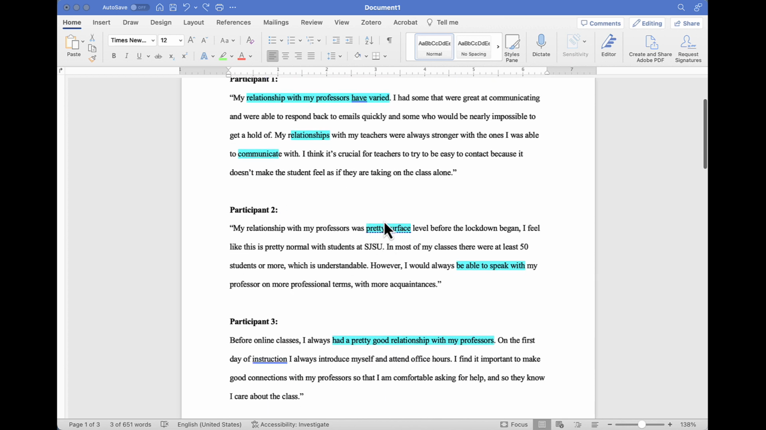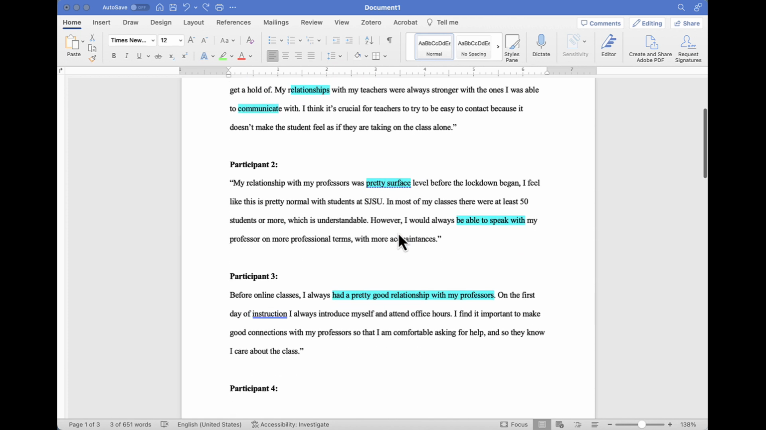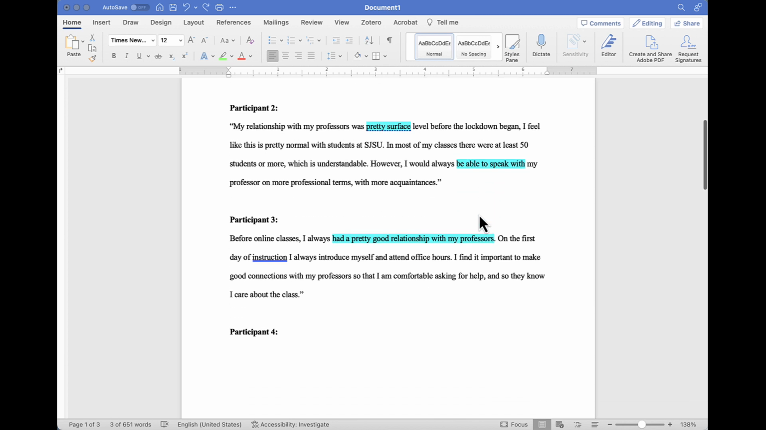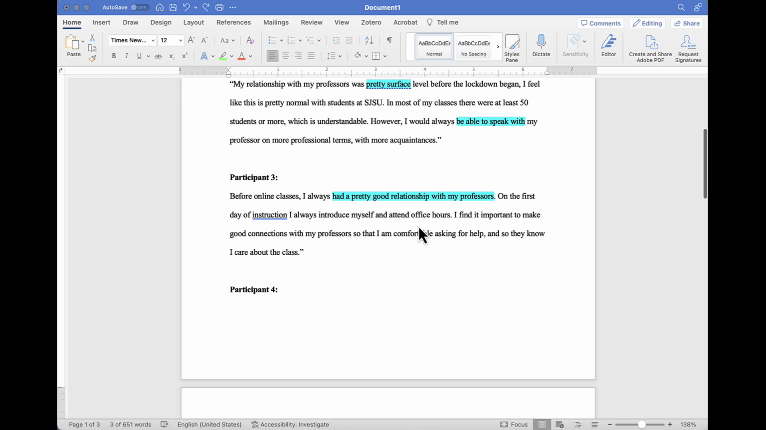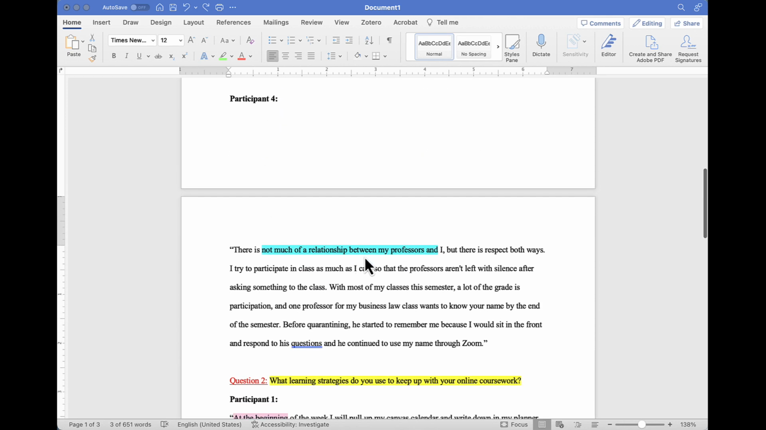The second participant also said the relationship prior to transition to COVID-19 or online learning was pretty surface, meaning it was pretty neutral. But they would be able to speak with their professors. Third participant, however, had a different view about the relationship and said that the relationship was pretty good prior to COVID. Whereas the fourth participant talked about how the relationship was again not much positive.